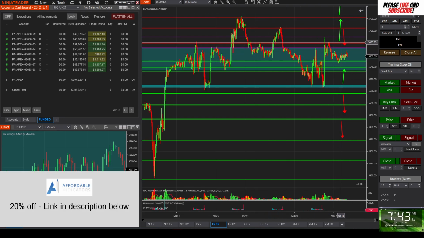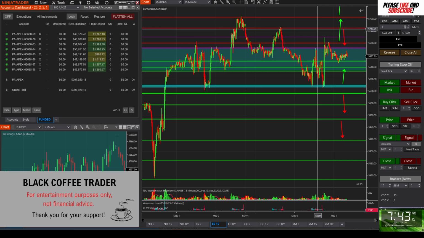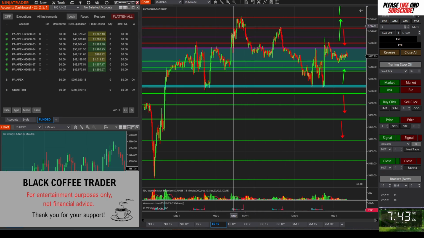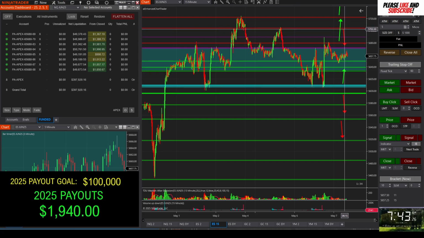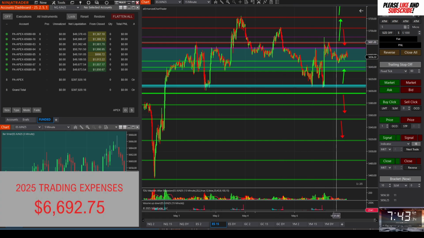I would also look to potentially fade the 57.05s. If we get to that area, this is a bit of resistance here. Well, support turned to resistance, that could be a good fade spot. So that's a spot I'll be looking at as well. So the number 1, 2, and 3 trades here are a long off the daily 50, a long off 56.80, and then possibly a fade of 57.05.